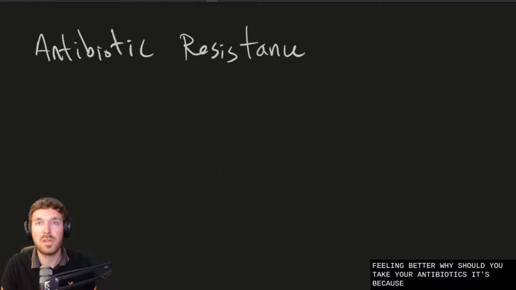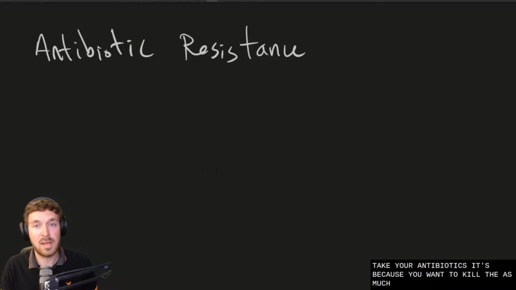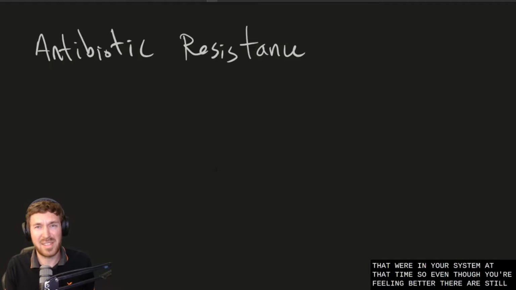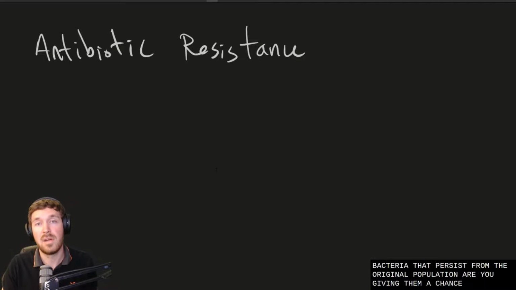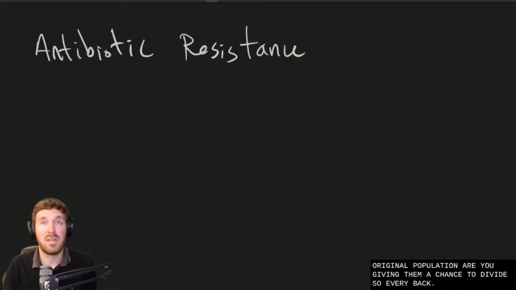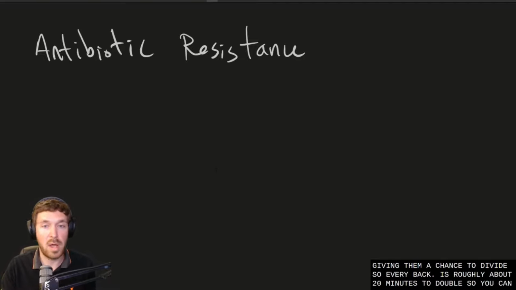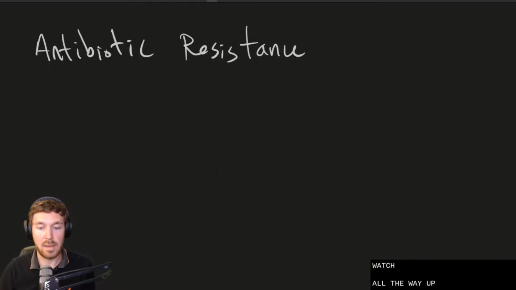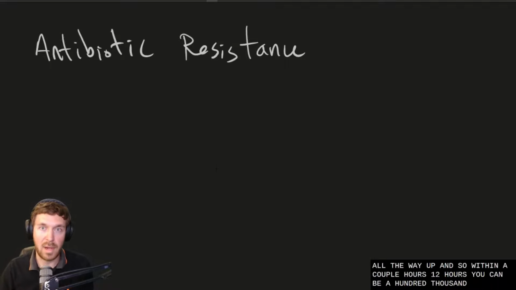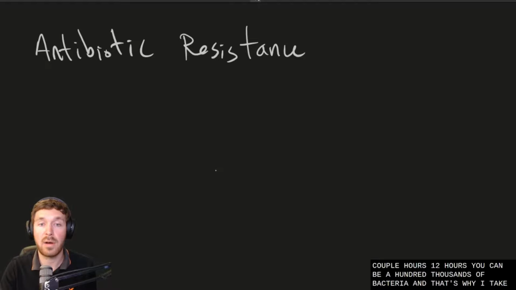It's because you want to kill as much of the culture of bacteria that were in your system at that time. So even though you're feeling better, there are still bacteria that persist from that original population. You're giving them a chance to divide. Every bacterium takes about 20 minutes to double. So you go 1 to 2 to 4 to 8 and 16 all the way up. And so within a couple hours, 12 hours, you can be at hundreds of thousands of bacteria. And that's why taking all your antibiotics is important.